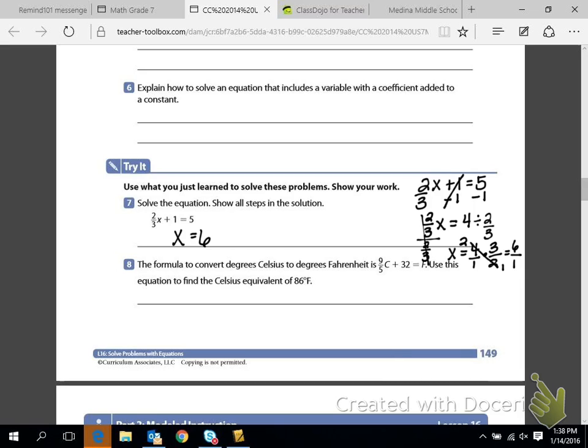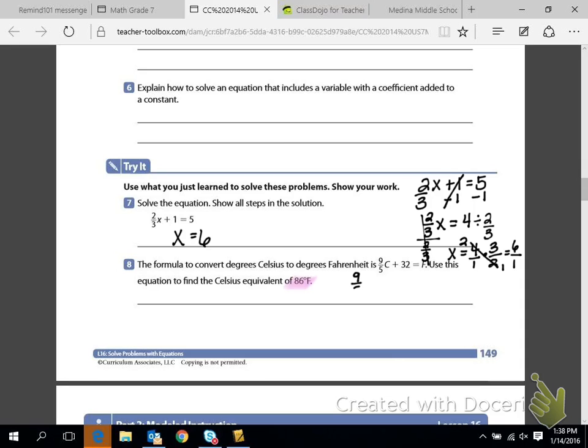And number 8, the formula converts degrees Celsius to degrees Fahrenheit. That is 9/5 C plus 32 equals F, or 9/5 Celsius plus 32 equals Fahrenheit. We want to use this equation to find the Celsius equivalent of 86 degrees Fahrenheit. So notice that we have two variables, C and F, but we know that F is 86 degrees. So you would use substitution here.